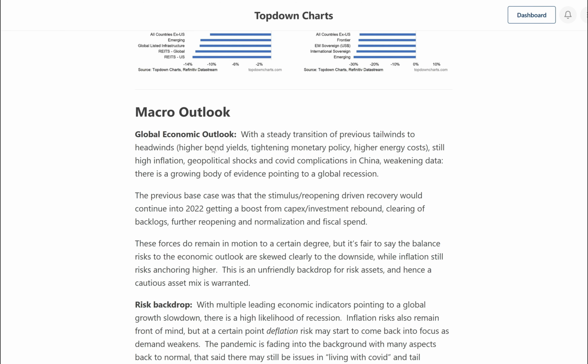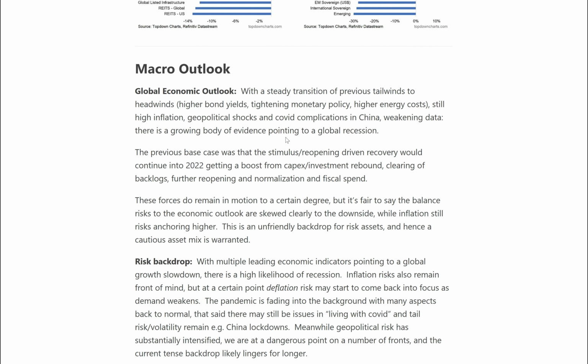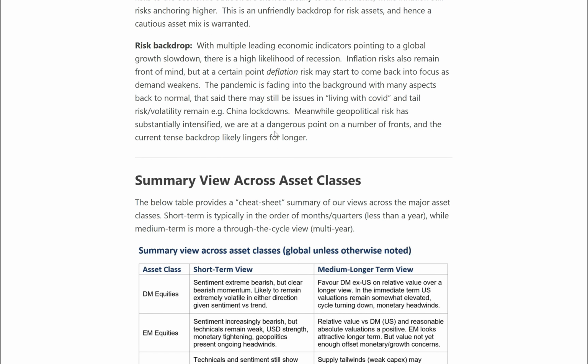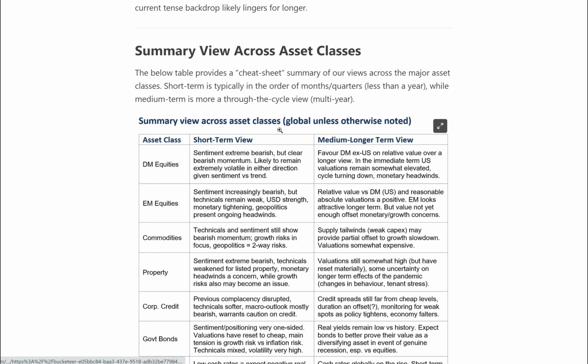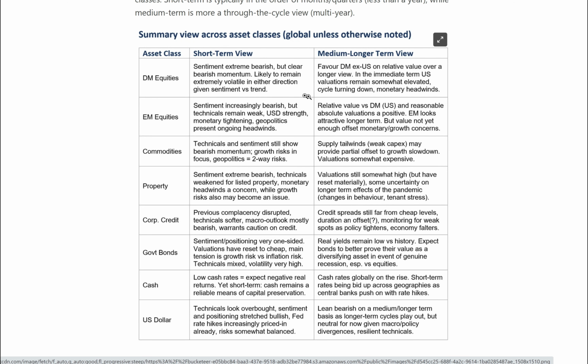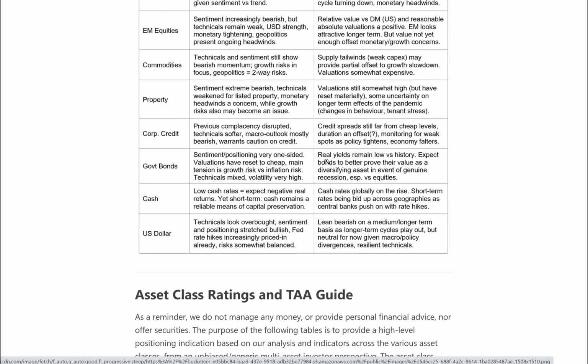so it can be useful at the margin. Then we've got here the global economic outlook. So this is just my assessment of the world, the risk backdrop. So what are the key risks that we're navigating and that are on the horizon. And then this one I think is quite useful too. It's what I call a cheat sheet on all the major asset classes. So you've got your short-term view, which is basically weeks or months, and then your medium to long-term view, that's basically years. So all fairly self-explanatory there, I think. So you're looking at the major asset classes and then the views there.